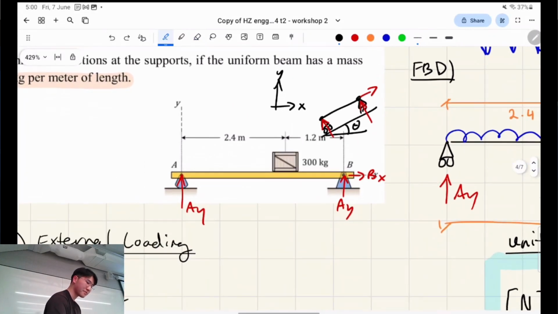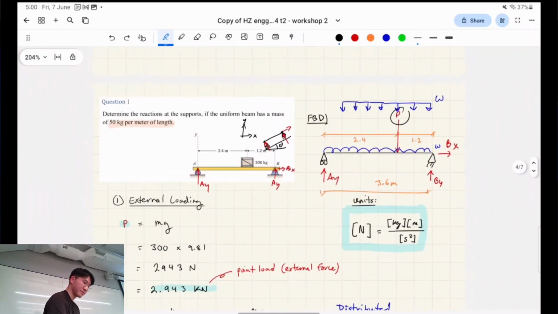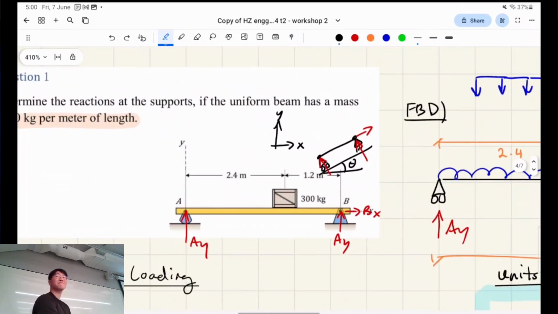Why do we consider AY and BY to be upwards all the time? Why can't it be downwards? Nice, I was waiting for someone to ask that question, so thank you. This is one of the first questions I had when I was learning the course as well. With reactions, since we aren't 100% sure which way they go, we just conventionally assume these directions, and if we get a negative number, it's actually going the other way.